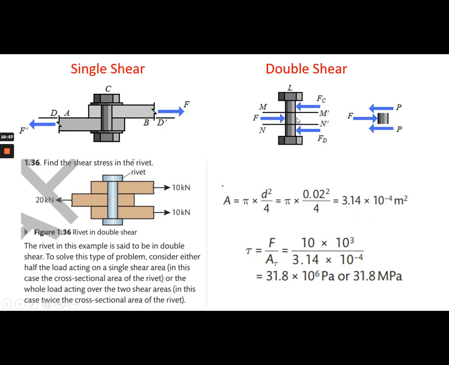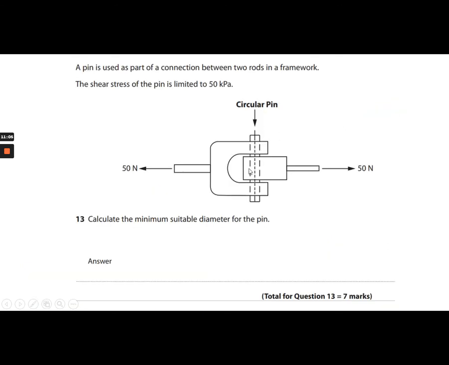This is an example of double shear, where you've got two on one side and one on the other. That will be double shear. Okay, so if we go back here, I know that looks like it's single shear, but you've got something this side and something that side. So essentially you've got 50 newtons pulling that way and 50 newtons pulling up there as well.